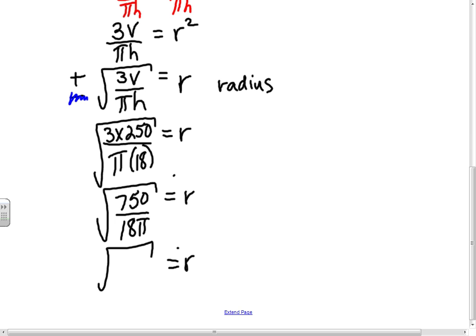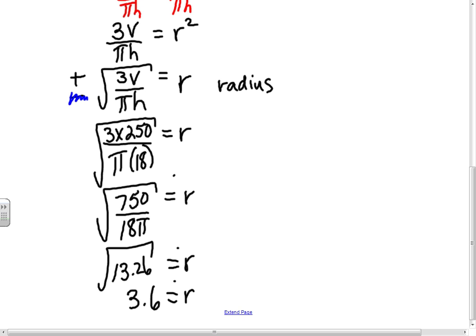It's approximately the square root of 13.26, which leaves us with an answer of, square root of my answer, 3.6.